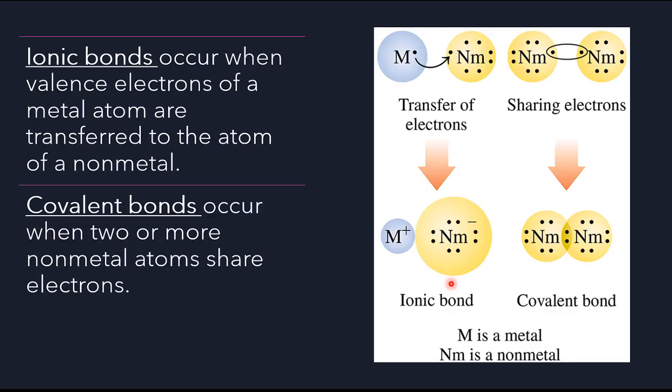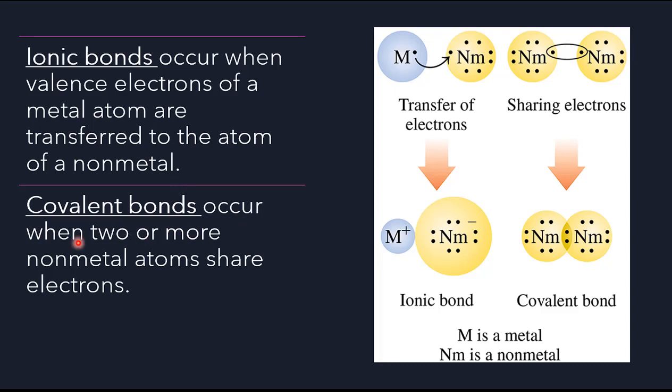So again, just to reiterate, ionic bonds occur when valence electrons of a metal atom are transferred to the atom of a nonmetal, right? So here we have our metal atom. The metal gives up its electron to the nonmetal. We end up with a positive charge on the metal, a negative charge on the nonmetal, and we have association between the two atoms because of the opposite charges.